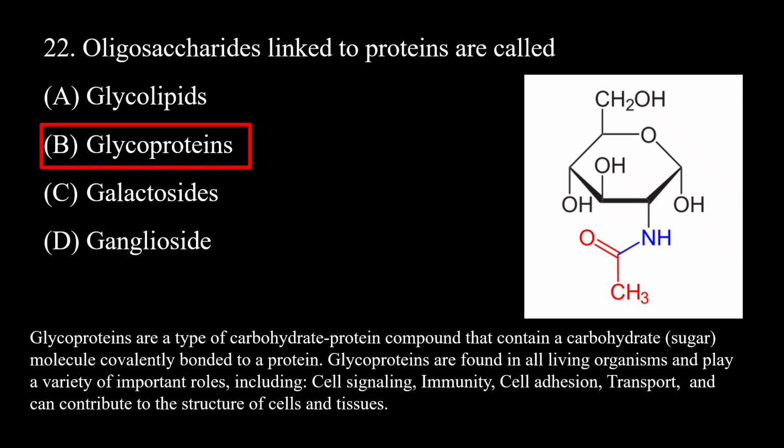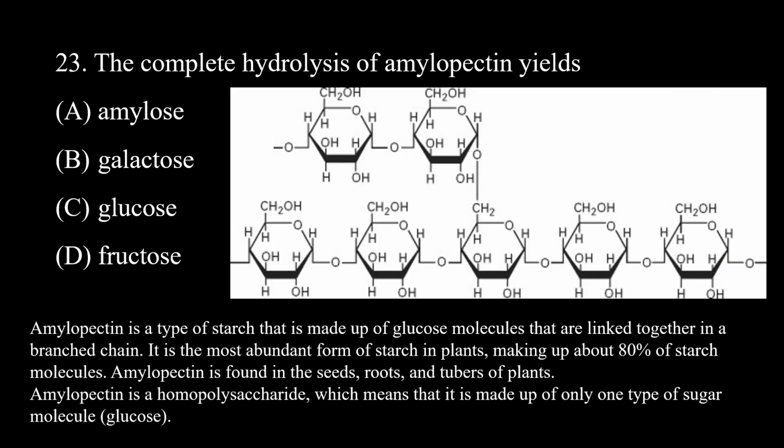Question number 23. The complete hydrolysis of amylopectin yields, that is, if the amylopectin is hydrolyzed or broken down, it will give rise to A. amylose, B. galactose, C. glucose, D. fructose. The right option is, as amylopectin is made up of glucose units, when the amylopectin is hydrolyzed, it will give rise to glucose. If you look into the structure, this is the amylopectin, which is the branch chain, and these amylopectins are made up of the glucose units. So when amylopectin is hydrolyzed, it will give rise to glucose units.